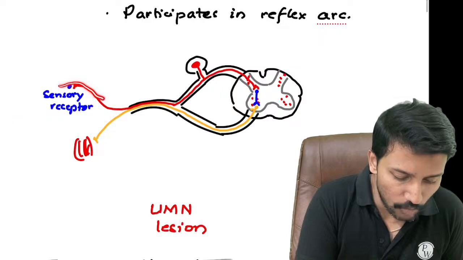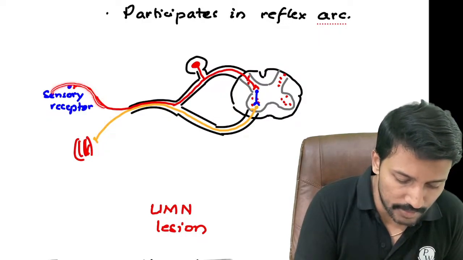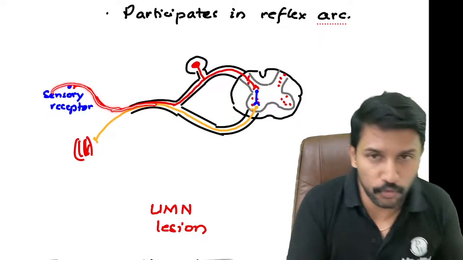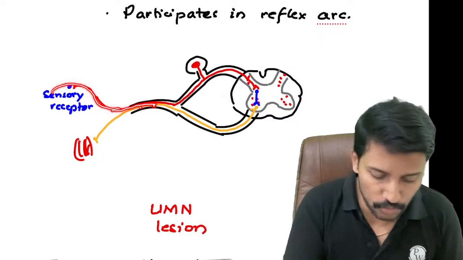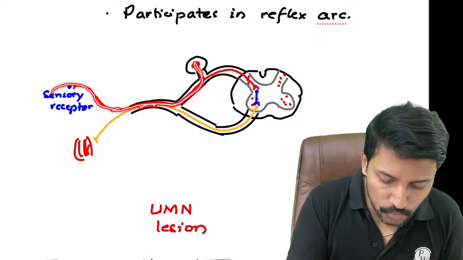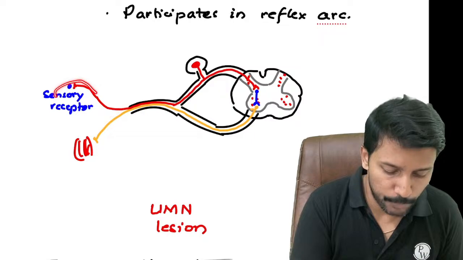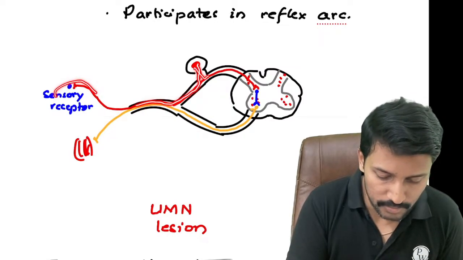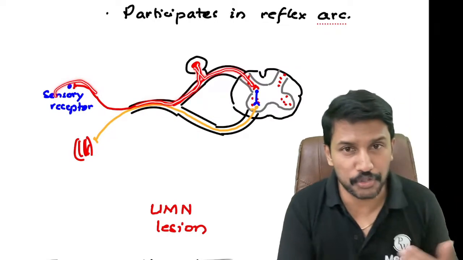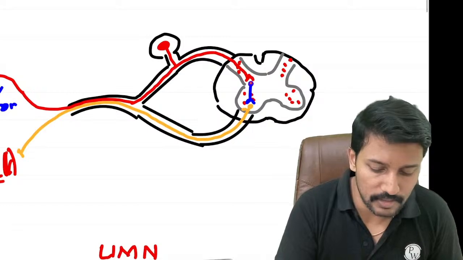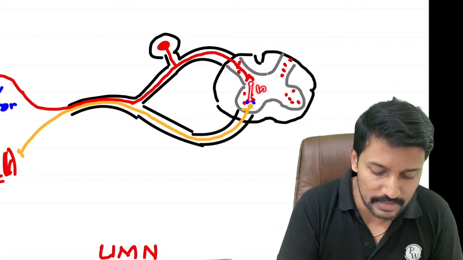So when a sensory stimulus is given, like a painful pinch or exposure to heat, the signal travels to the posterior horn of the spinal cord through the peripheral nerve. The sensory neuron takes it to the spinal cord, posterior horn, and then it hands over that signal to another neuron which is called an interneuron.